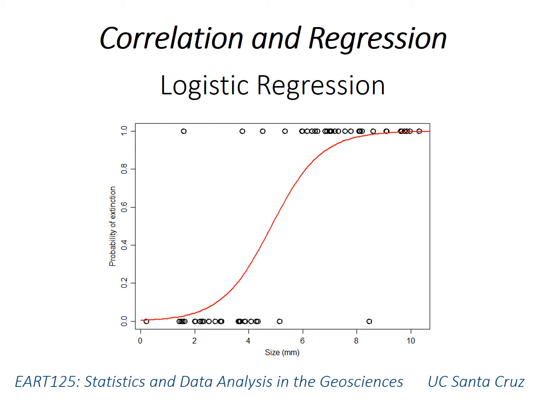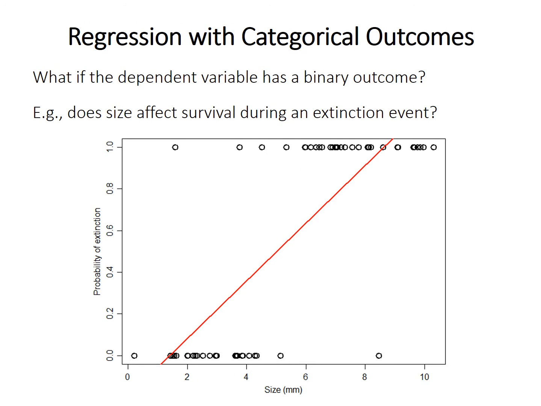This video covers the last regression technique we're going to discuss in this class, and that's logistic regression. So we've covered linear regression beforehand, where you want to test if two continuous variables are related to each other. But what if the dependent variable has a binary outcome? So binary or binomial means that there's only two outcomes, yes or no.